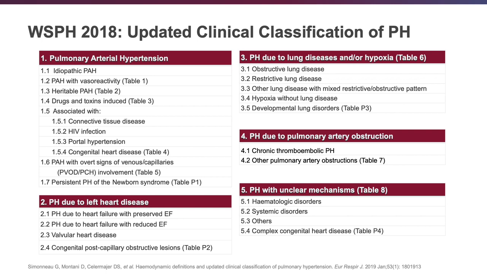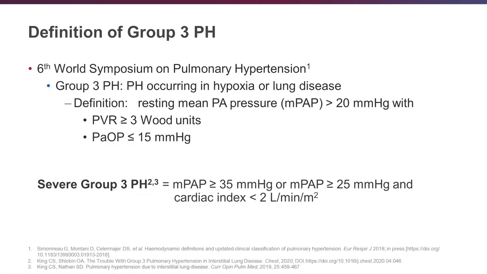Group 5 is a little bit of a mix of different disorders, including hematologic disorders like sickle cell and systemic disorders like sarcoidosis. So what's the definition for Group 3 pulmonary hypertension?